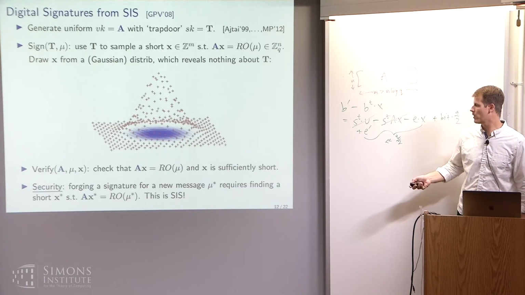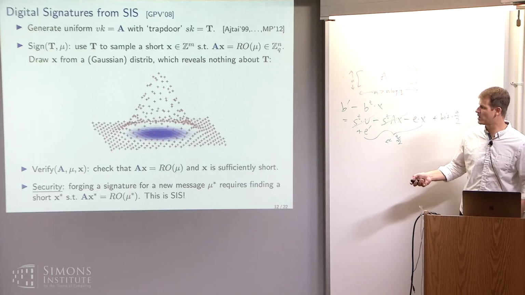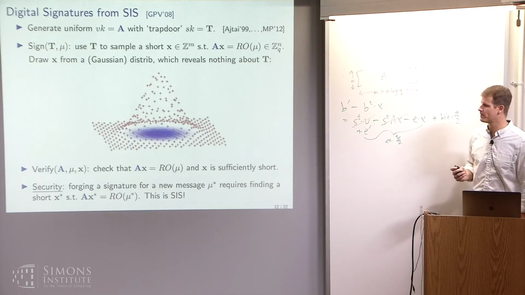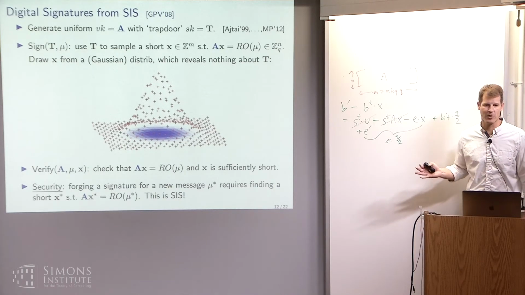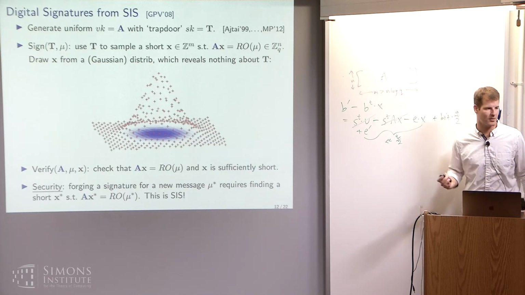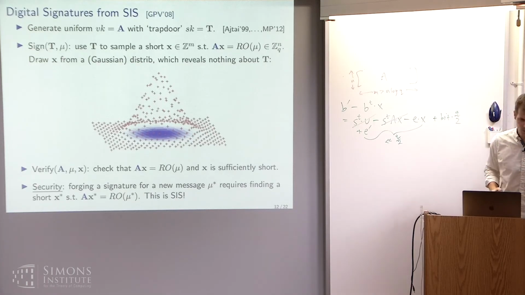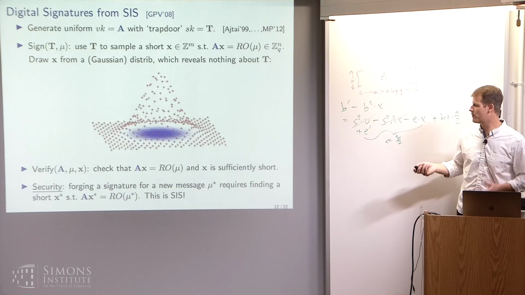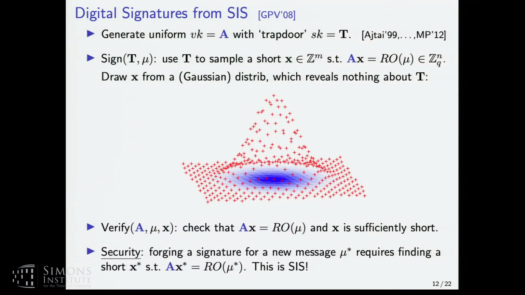The random oracle hashes the message to a random vector u. So we're really just saying, okay, find me a short solution to A x star equals random vector u. Right? And that is the SIS problem. Well, okay, it's the ISIS problem, I guess. The same problem. So this is why, informally, it's hard to find a signature.